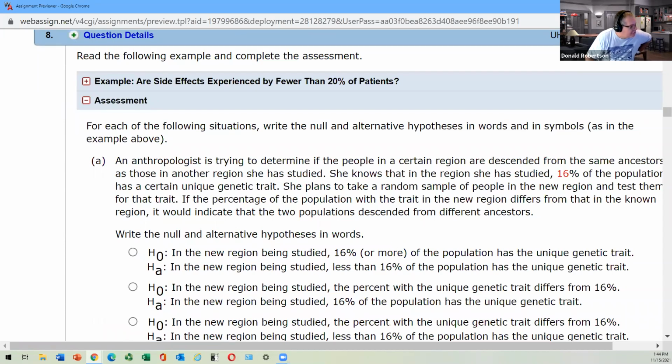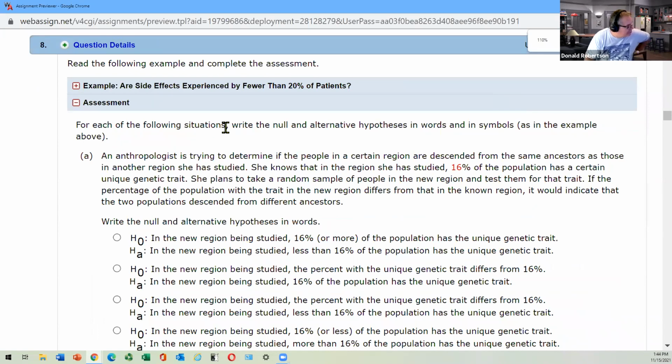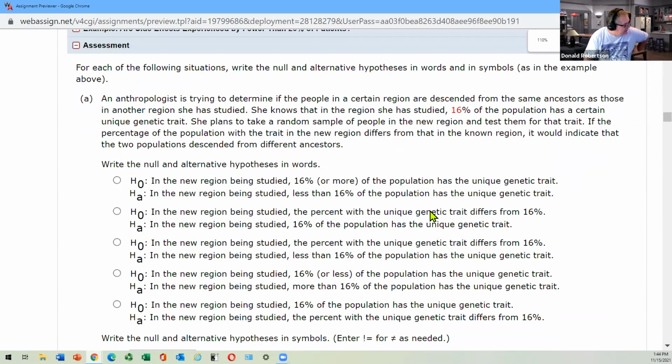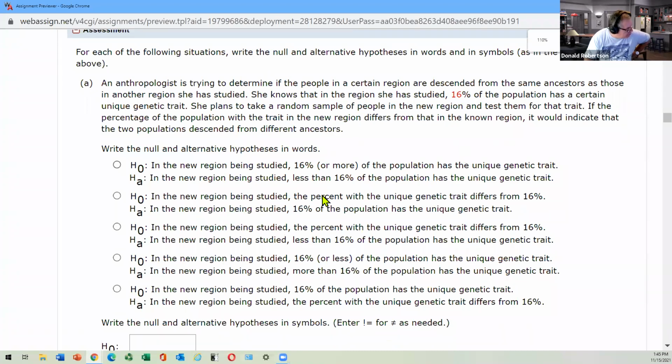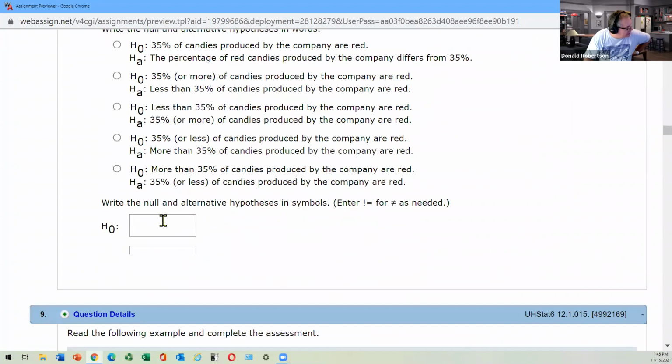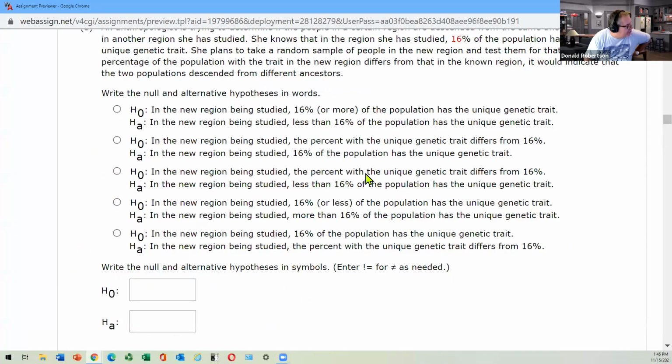We have to shrink this one out. For each of the following situations, write down the null and alternate hypothesis in words. Oh God, these take forever. I'm going to do this one with words, but really I want to focus on the numbers. And then after that, we'll just focus on the numbers and you can read the words later.